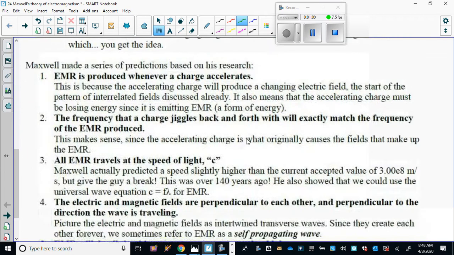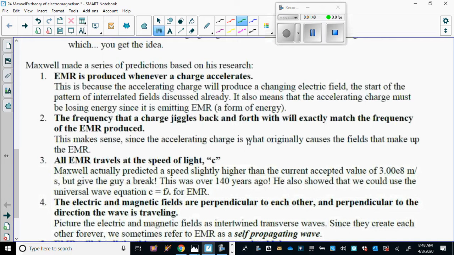Maxwell came up with a theory that unites everything, and he came up with these rules about electromagnetic radiation. Number 1, electromagnetic radiation is produced whenever a charge accelerates. So it has to be accelerating, not moving at constant velocity. It must be accelerating, because that accelerating charge will create a changing magnetic field, and that changing magnetic field creates a changing electric field, which will in turn create its own changing magnetic field, and so on and so on, and you get electromagnetic radiation, which is a form of energy.